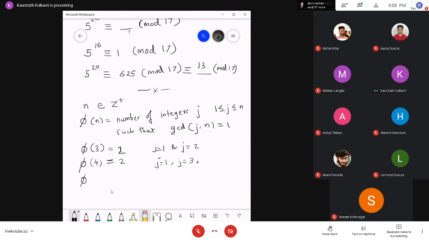The totient function of 5: 5 is a prime. GCD with 1, 2, 3, 4, GCD with everyone is 1. Okay, in case of 5. So you can say if n is prime, then the totient function is n minus 1.